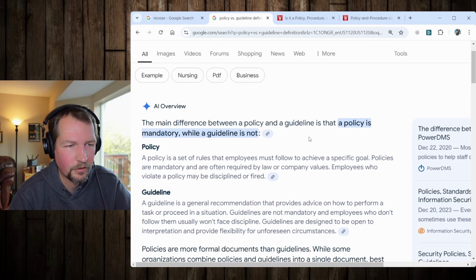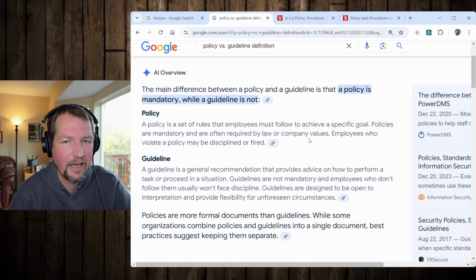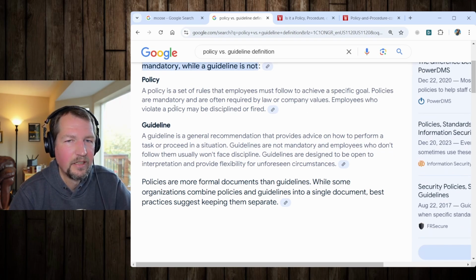with a Google search. Now, Google's AI overview says that the main difference between a policy and a guideline is that a policy is mandatory, while a guideline is not. And I agree with this. Now, what they say here next is that a policy is a set of rules that employees must follow to achieve a specific goal. Policies are mandatory and often required by law or company values. Employees who violate a policy may be disciplined or fired.